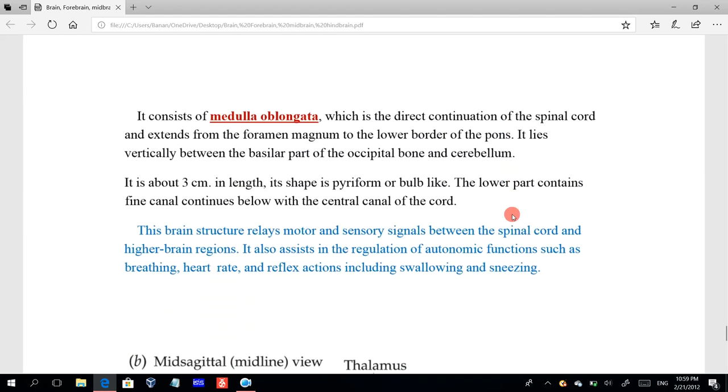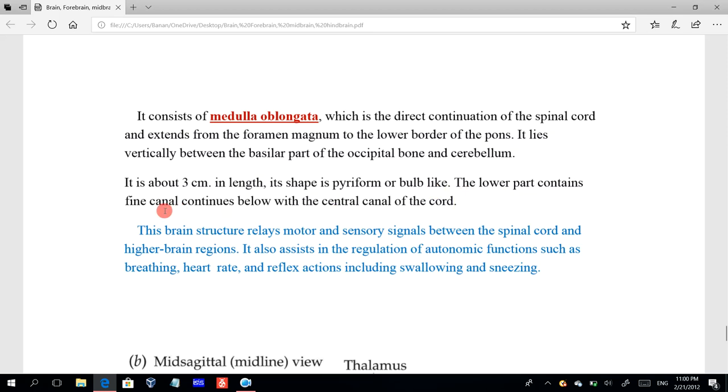It consists of the medulla oblongata, which is the direct continuation of the spinal cord and extends from the foramen magnum to the lower border of the pons. It lies vertically between the basilar part of the occipital bone and the cerebellum. Between it and the cerebellum we have the fourth ventricle, which is about 3 centimeters in length. Its shape is piriform, or bulb-like.